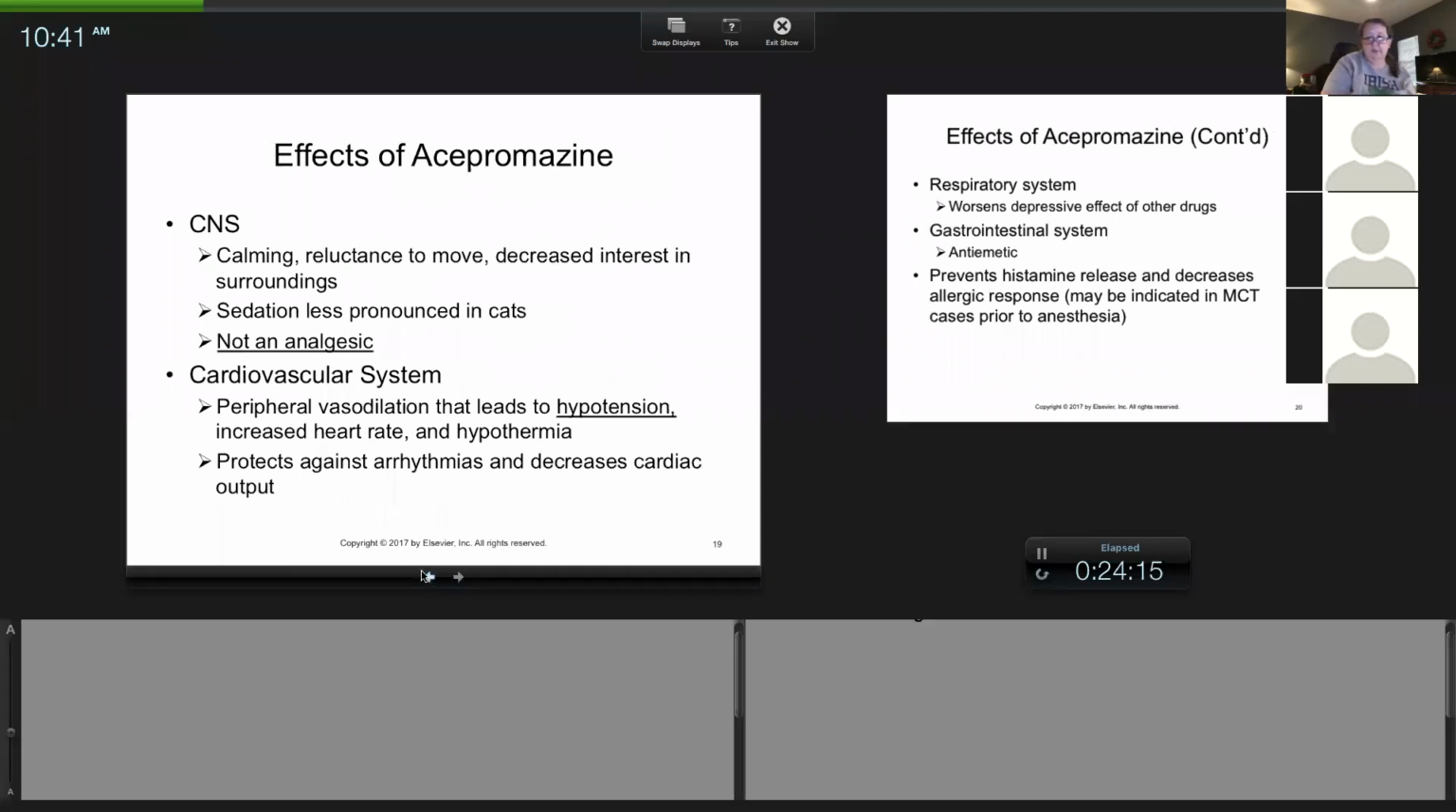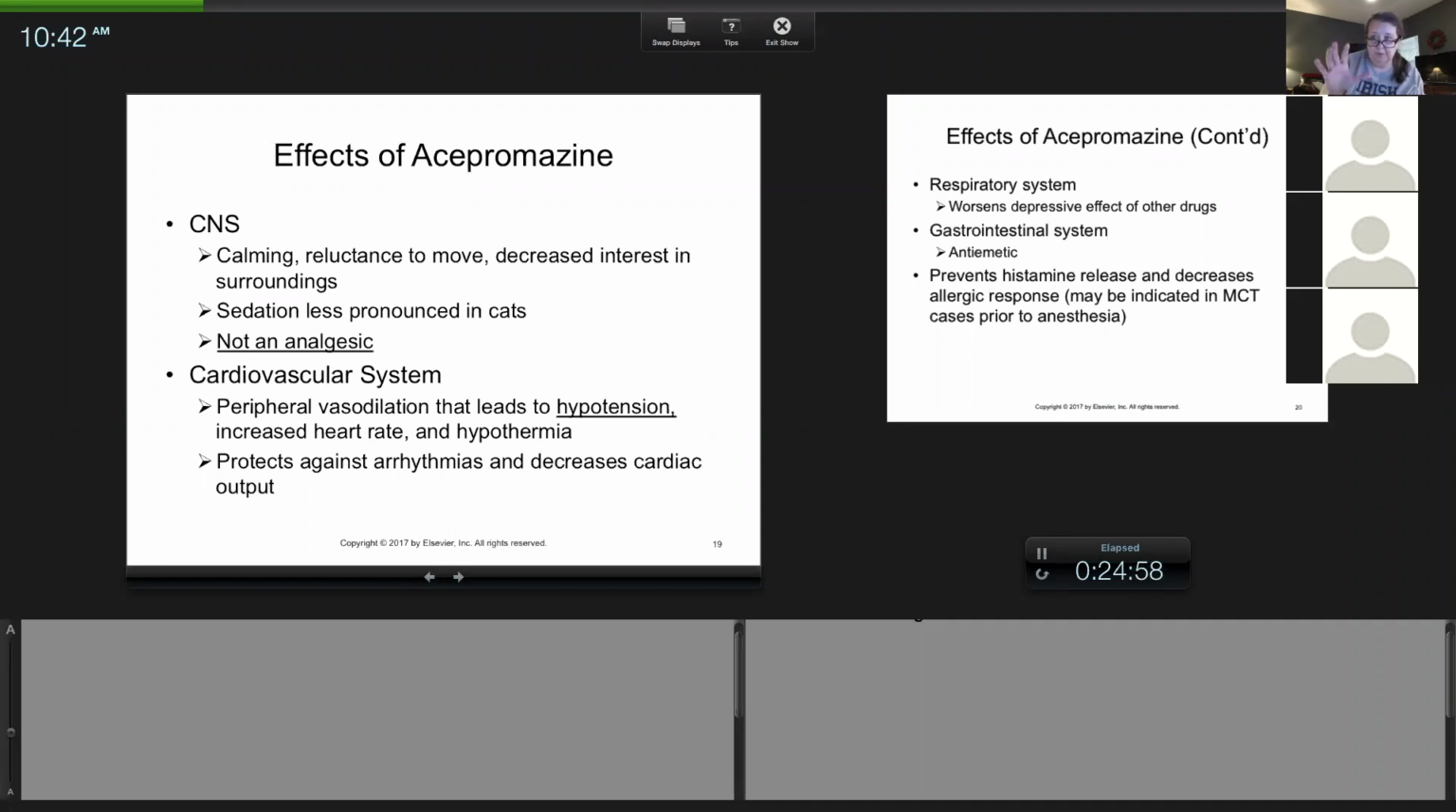Now, the main effects that I'm looking for, it's going to calm the central nervous system. It's going to sedate them. Hopefully they're not going to move or want to move as much and be a little uninterested in what's going on around them. It produces less sedation in cats. What's interesting is the dose of acepromazine in cats is higher than it is in dogs. Does anybody know why? Why would the dosage, mg per kg, be higher in a cat than it would be in a German Shepherd?